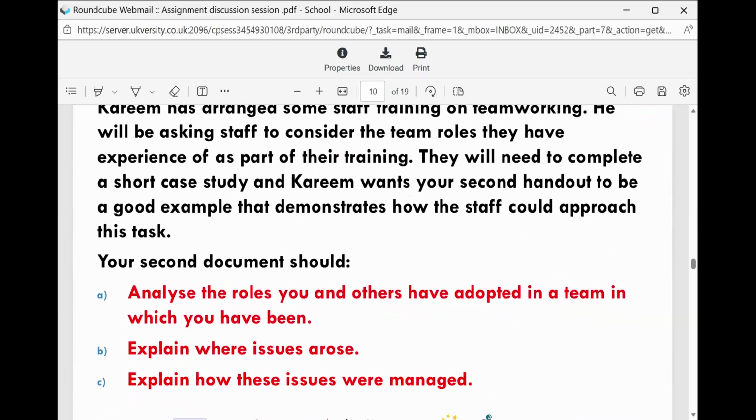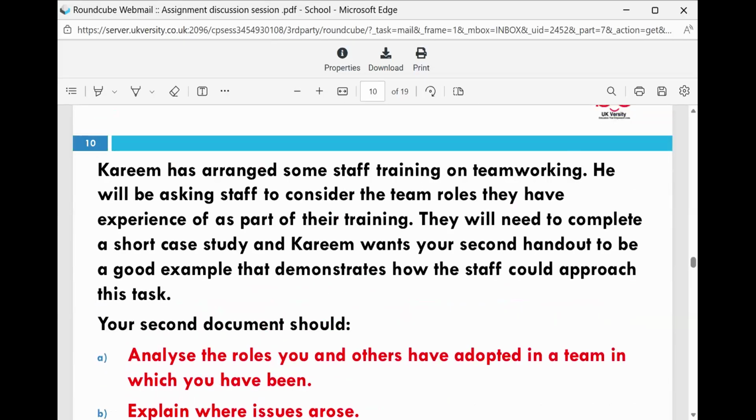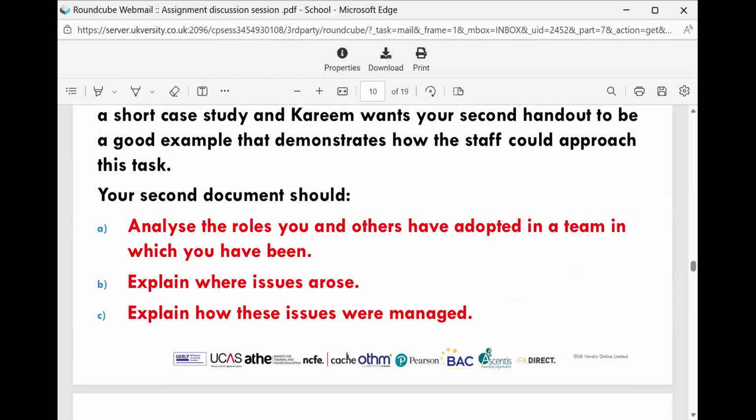In task 2, again, Kareem has arranged some staff training on team working. Okay, he will be asking staff to consider the team roles they've experienced as part of their training. You will need to complete a short case study, and Kareem wants your second handout to be a good example that demonstrates how staff could approach this task, okay? So he also wants your second document to look at analysing the roles you and others have adopted in a team, again, looking at the different roles and the importance of those roles. Then also explaining where issues arose, and then explaining how these issues were managed.